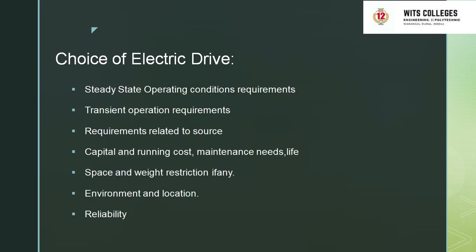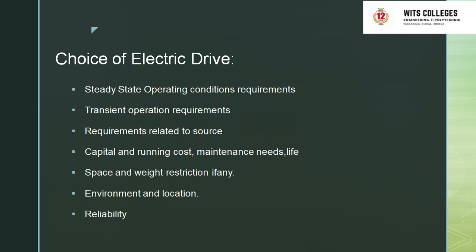Next is choice of electric drives. That means on which factors we are choosing the electric drives. There are different types of factors. First one is steady state operating condition requirements, nothing but based on the nature of speed torque characteristics, speed regulations, efficiency, its ratings. Based on this, we are selecting the electric drive.